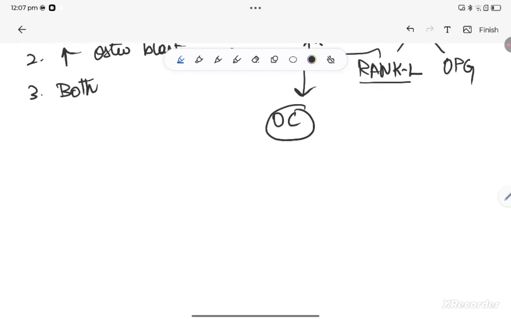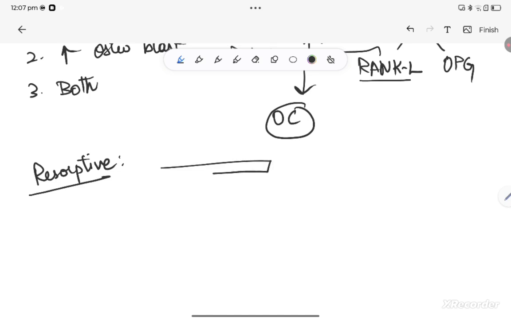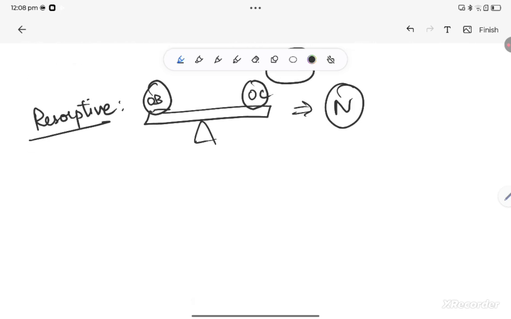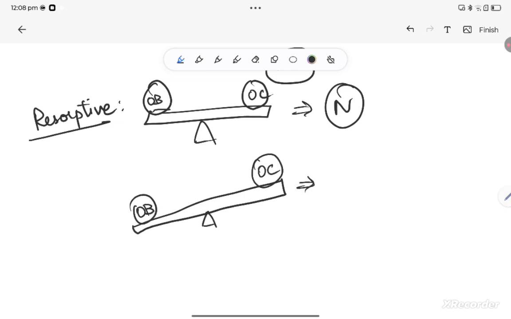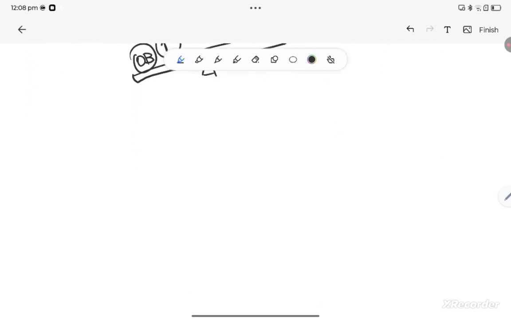So what usually happens in a resorptive pit, in normal healthy people, is there will be a fine balance between osteoblast and osteoclast. In an osteoporotic person, this balance will be gone. Osteoclastic activity will be much more. Osteoblastic activity will be less. This results in osteoporosis. Now, what we have to do is either inhibit this osteoclastic activity or improve this osteoblastic activity to come to this fine balance and maintain our normal bone health.